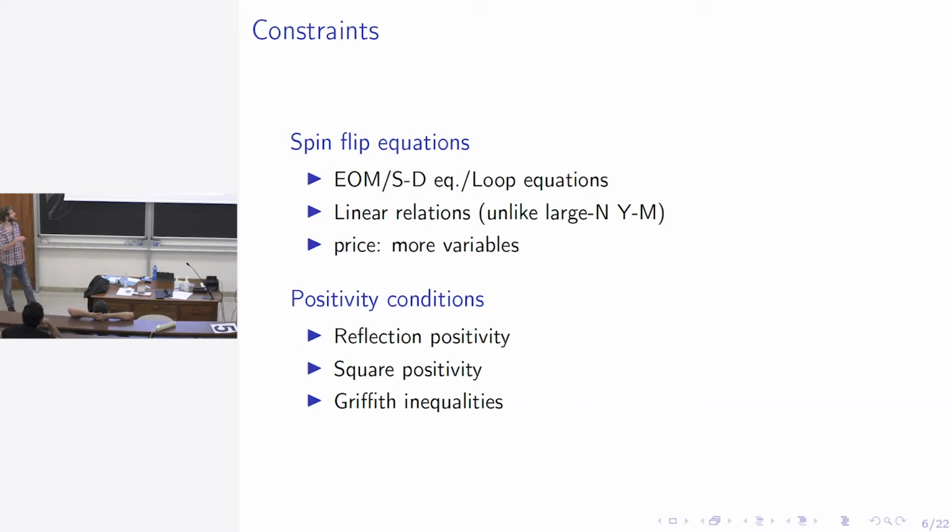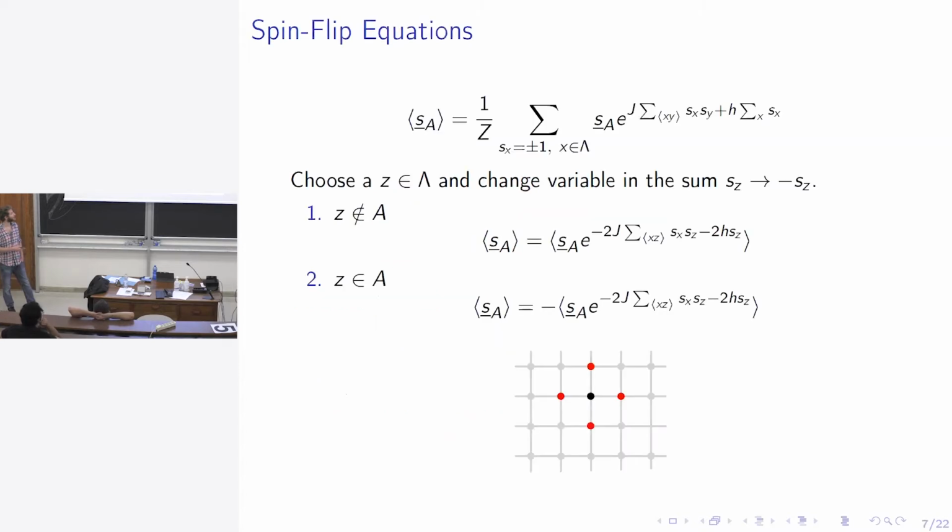So essentially, this is all of the constraints that we put in, and I will show you the bounds that we get on observables of the theory. I think I'm going extremely fast, but okay. So the spin flip equations.